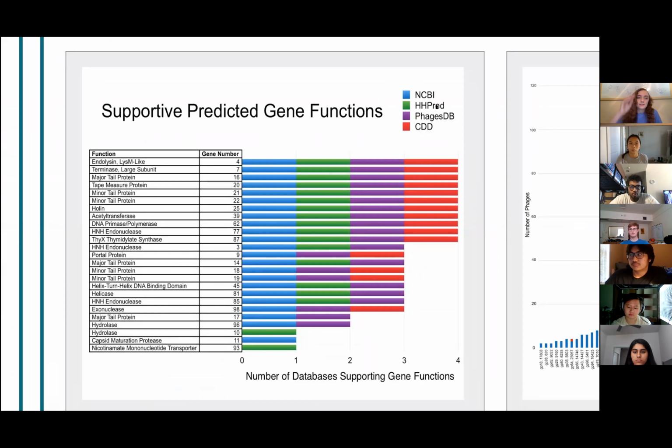HHpred is basically like BLAST, but it's for proteins. So it blasts proteins that are already folded and compares them to each other. PhagesDB is the database that we submit all the phage data to, and CDD is a part of NCBI.